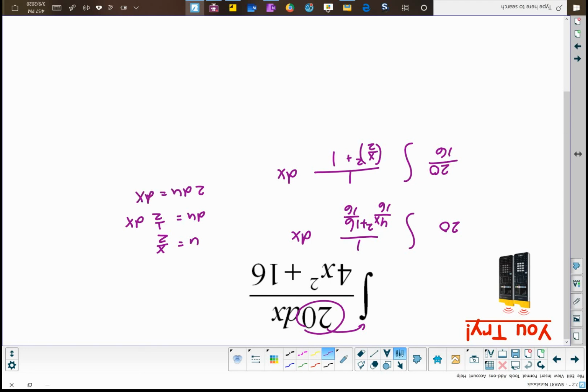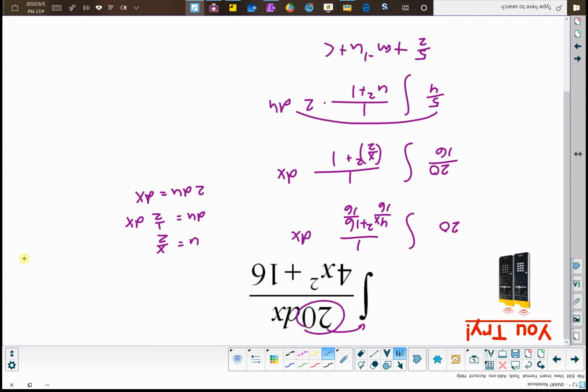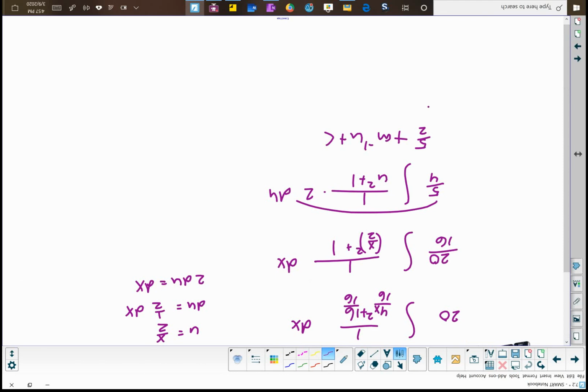So I'm going to go ahead and reduce this 20 over 16. So divide by 4, I get 5/4, integral 1 over u squared plus 1 times 2 du. Multiply my 5/4 and my 2, that'll give me 5/2 arctangent of u plus c. Plug your u back in, so I have 5/2 tangent inverse of x over 2 plus c.